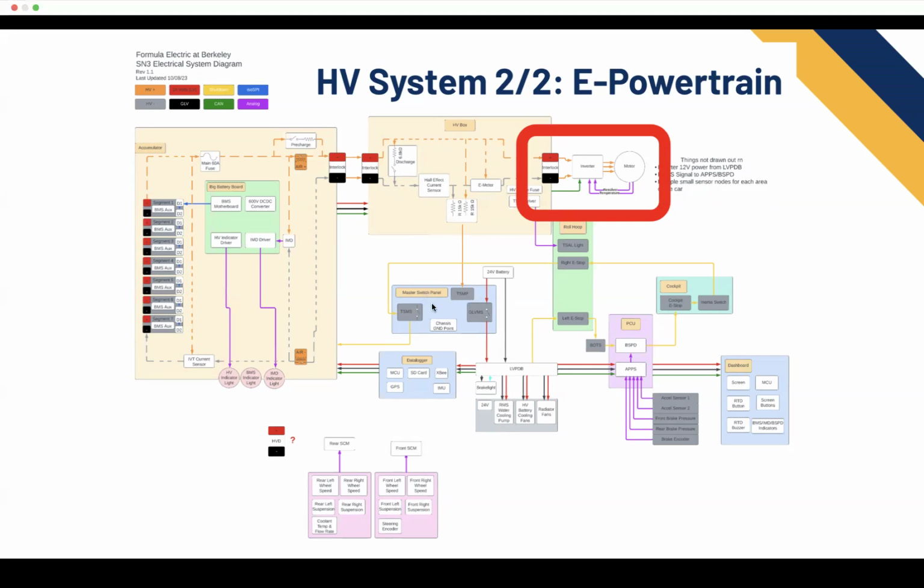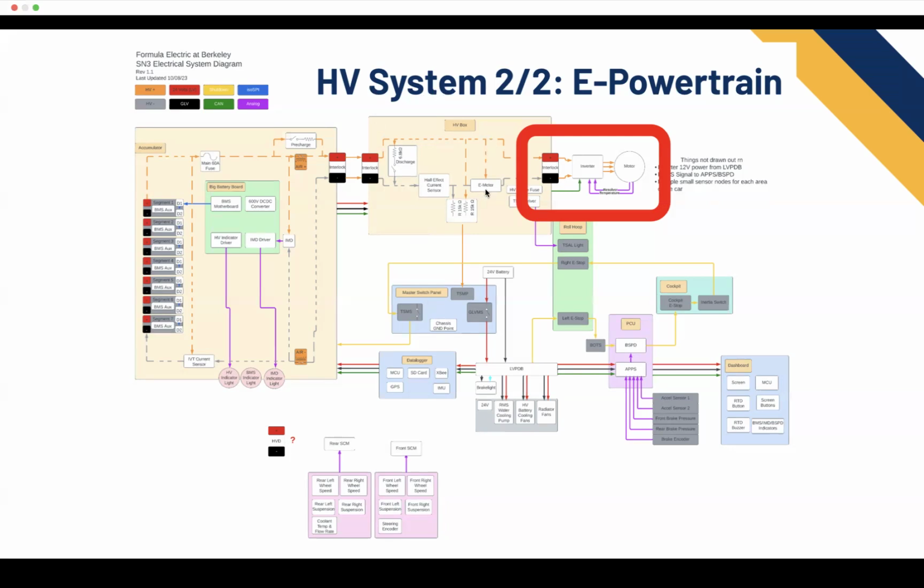So on this master switch panel, next to the GLVMS and the TSMS, you have the TSMPs, and it's basically three banana jacks. One is for HV minus, one is for HV plus, and one is for grounded low voltage. And during competition, they'll actually check your resistance between grounded low voltage and HV plus, and grounded low voltage and HV minus, to make sure that everything's good.